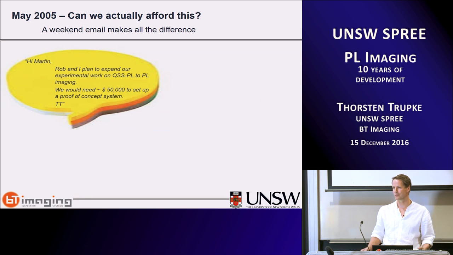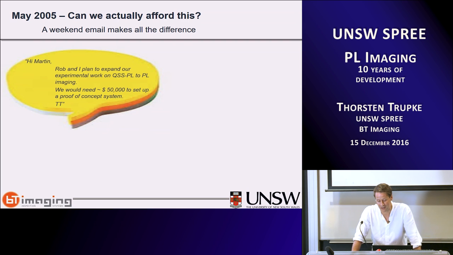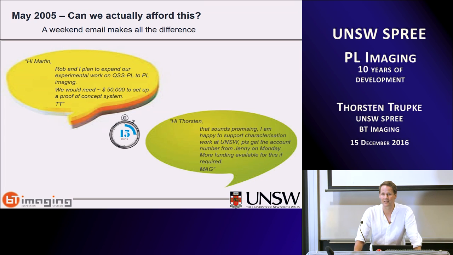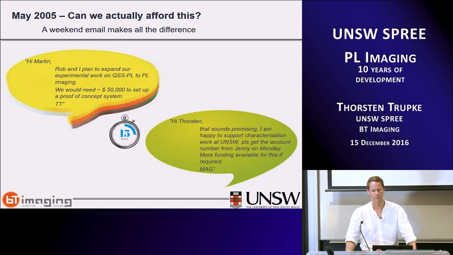Now, of course, when you're deciding to have children, you should actually think about, can we actually afford this? And back then, this is actually an interesting story. Rob and I, we didn't have our own funding, but we were part of the Center of Excellence back then. And I remember I sent an email to Martin on a Sunday afternoon, believe it or not, explaining to him that we wanted to look into PL imaging and asking him for about $50,000 in funding. And incredibly, 15 minutes later, I got a response from Martin saying, yes, no worries, that sounds good. Get the account number from Jenny on Monday and I can provide more funding for this if necessary because I like your characterization work. So this is, for most people, really unprecedented or a very unusual process which really enabled us to get going with this development straight away.